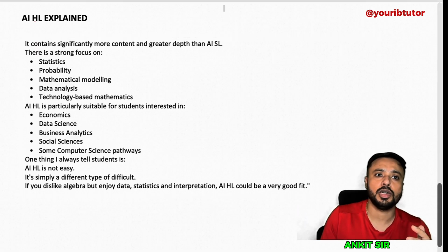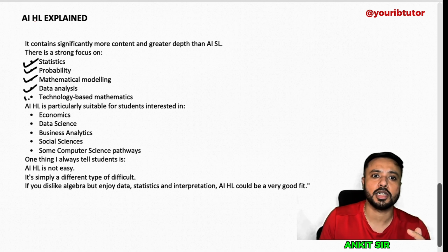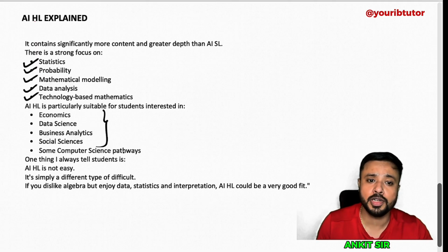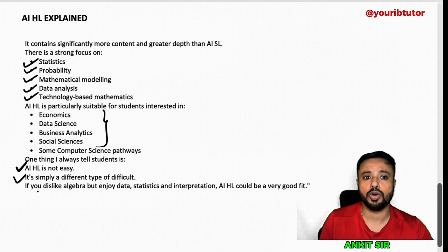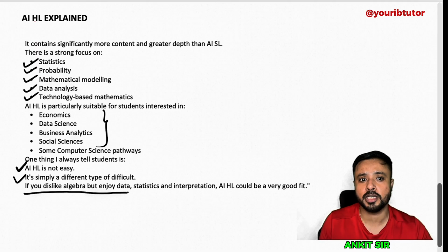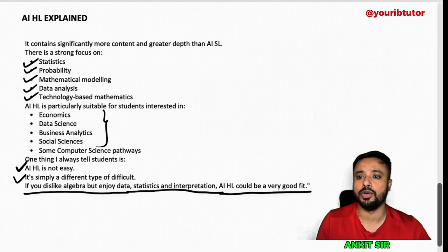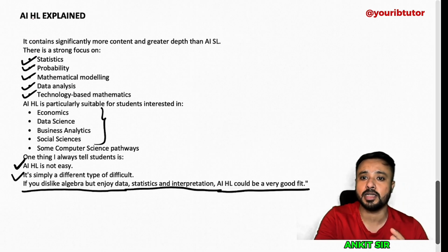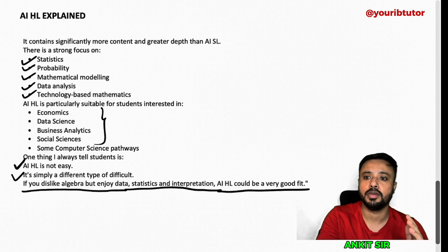In this, you need to understand that there is a strong focus on stats, probability, mathematical modeling, data analysis, and technology-based mathematics. AIHL is particularly suitable for students interested in economics, data science, business analytics, social science, and some computer science pathways. One thing I always tell my students is that AIHL is not easy. It's simply a different type of difficult. You just need to keep one thing in mind: if you dislike algebra but enjoy data, statistics and interpretation, AIHL could be a very good fit for you. So please keep all of these things in mind when you are choosing your maths, guys. That's why I'm making this particular video.